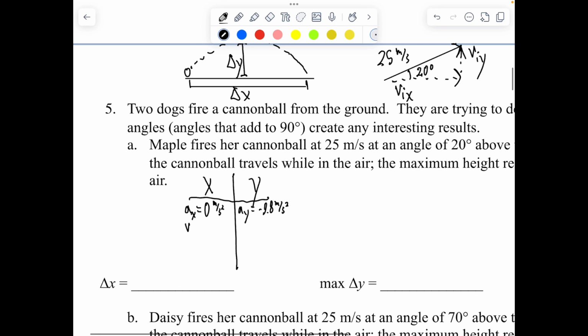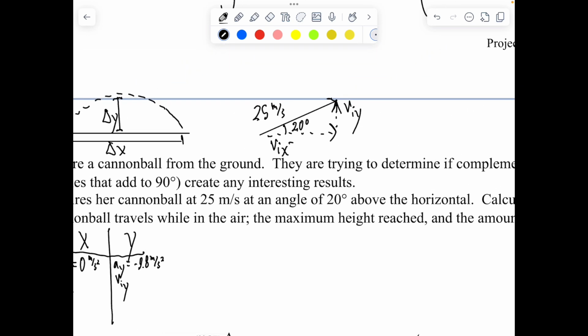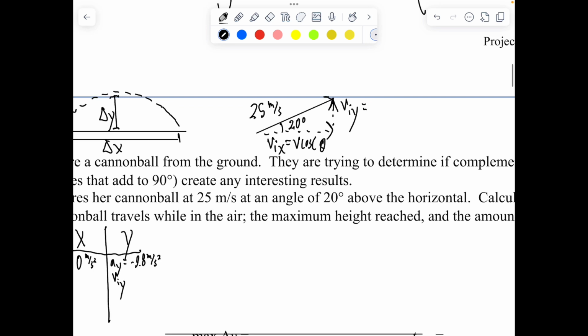Let's find our initial components of our velocity in our x and y direction. We can do that just looking at our launch angle right here. We have equations for both of these. We say that the initial velocity in the x is just our velocity times the cosine of our angle theta. Initial velocity in the y is our velocity times the sine of our angle theta. If we plug those in, well, our velocity is 25 meters per second times the cosine of our angle, 20. For our y direction, that is still just 25 times now our sine of that angle, 20 degrees.